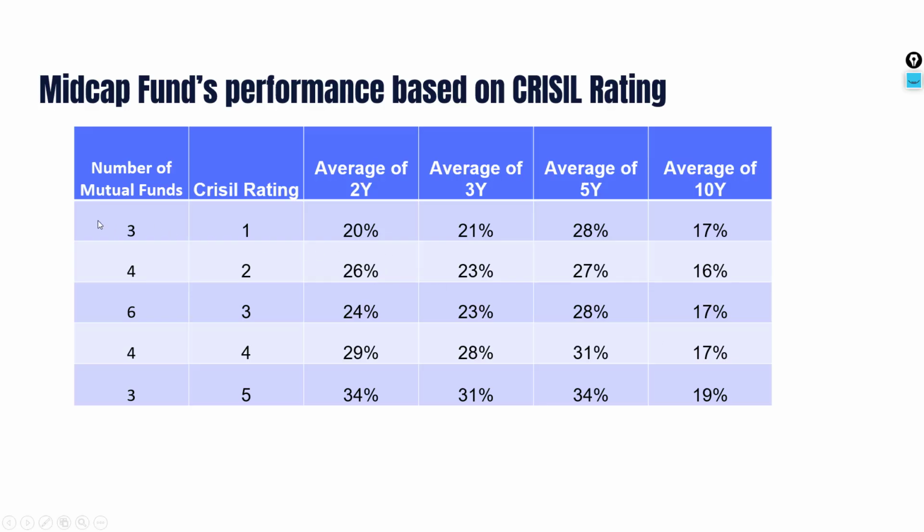Here you can see that there are 3 mutual funds with Crisil rating 1, and this shows the average performance of these 3 rated 1 funds along 2 years, 3 years, 5 years and 10 years.